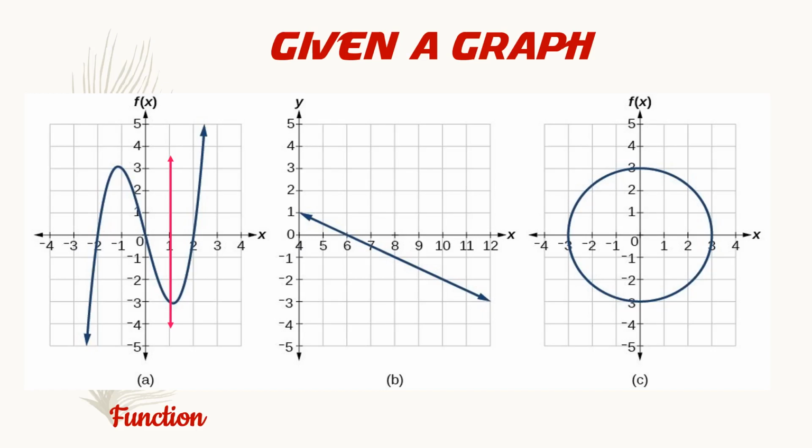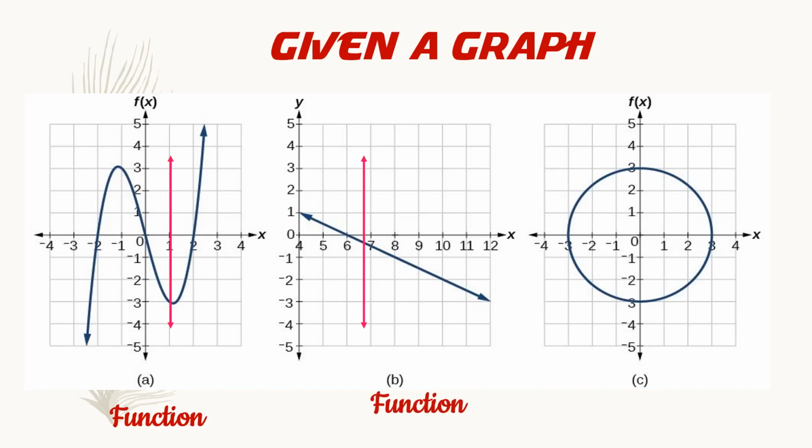For number 2, we have here a diagonal line. We can easily determine this one because this is simply a straight line. If you imagine that vertical line moving along all throughout the diagonal line, it will only intersect at one point. So this time, it is also a function.